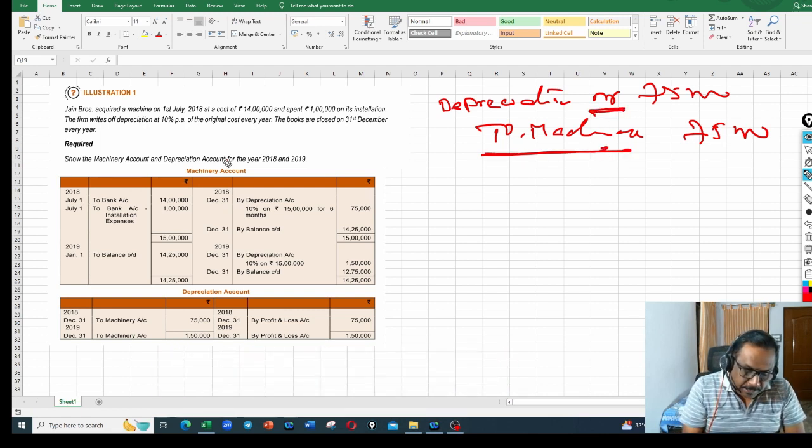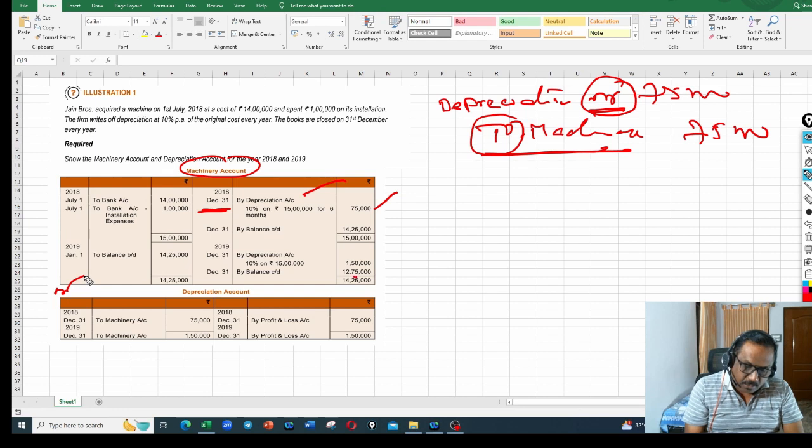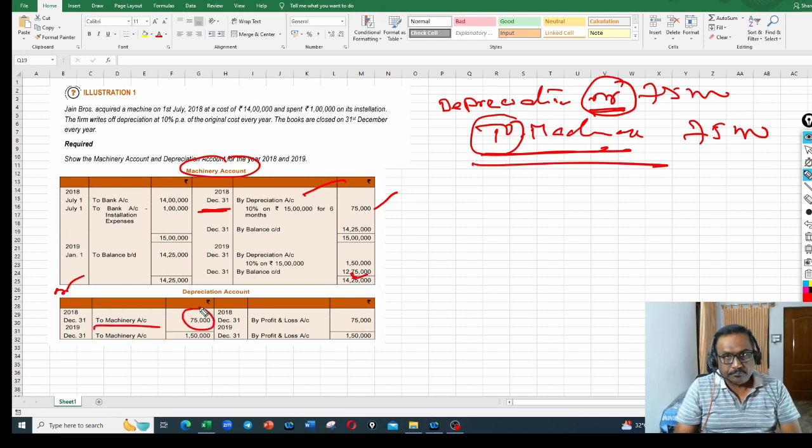Now we are preparing the machinery account. In the machinery account, what we have done here is credited. So on the credit side, on 31st December, by depreciation we need to put 75,000. And when we are preparing the depreciation account, it is debited. So on the debit side we need to put to machinery 75,000. Clear? So this is the entry to be posted.